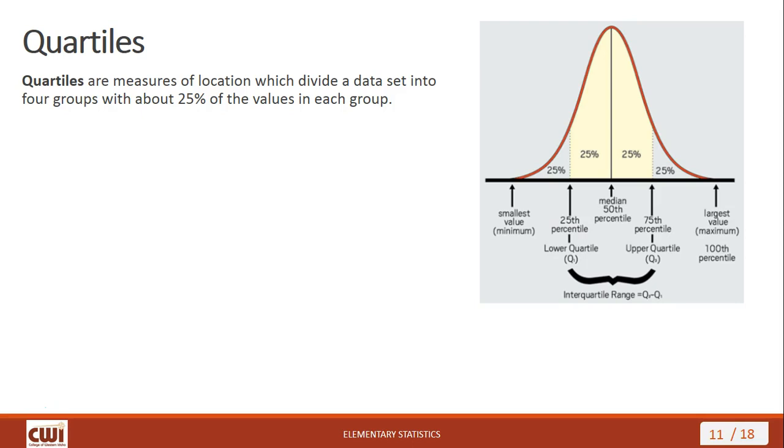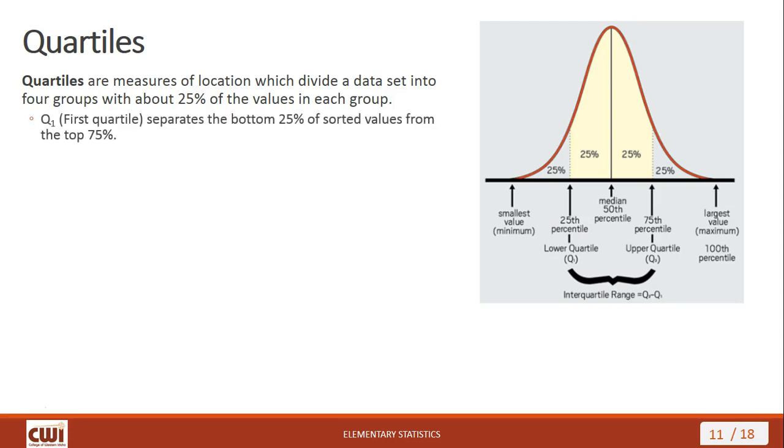Let's talk for a minute about quartiles, because percentiles can range anywhere from 1 to 99, but there are some percentiles that are of greater interest than others, and these are the quartiles. So quartiles are simply measures of location that divide a data set into 4 groups with about 25% of the values in each group. So what we're looking at are the 25th percentile, the 50th percentile, the 75th percentile, and then, of course, the largest value on the end, the so-called 100th percentile.